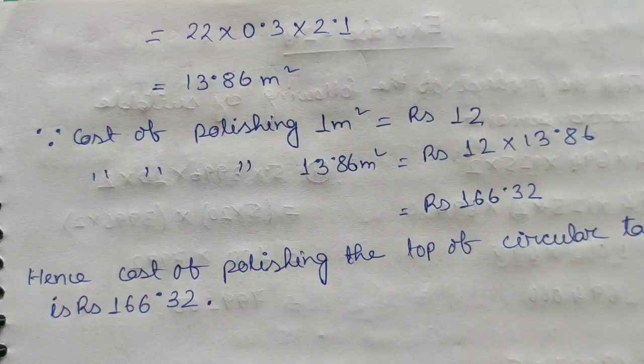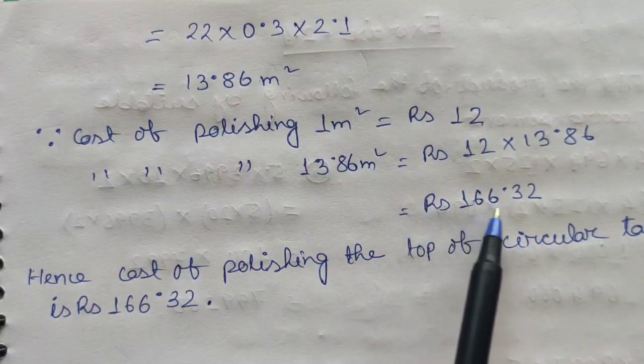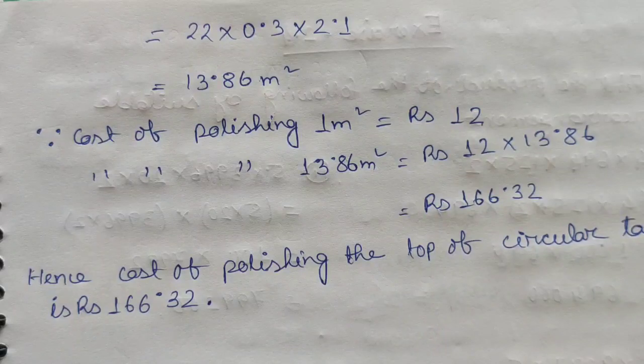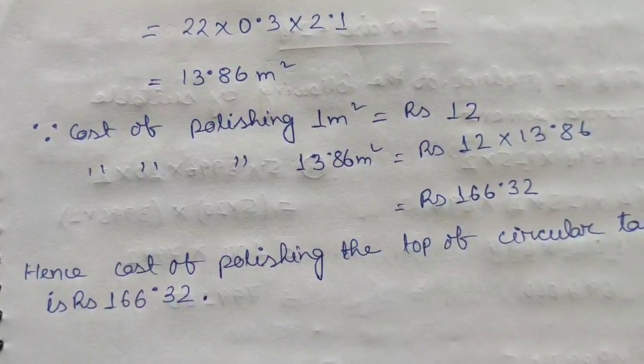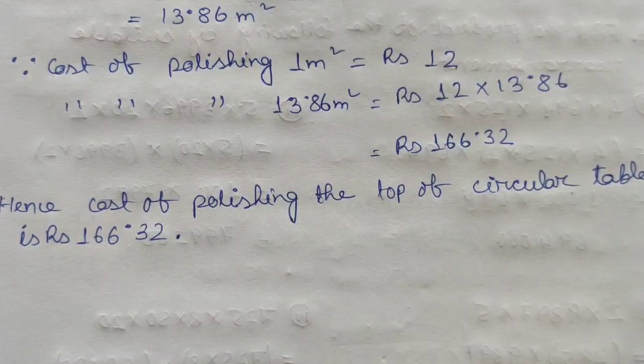Now in the question it was given that polishing 1 meter square costs rupees 12. So polishing 13.86 meter square will cost 12 into 13.86. So it will be how much? It will be 166.32. Clear? So at last we will write, hence the cost of polishing the tabletop of the circular table is rupees 166.32. I hope this is clear. So for the next question we have to move to our board.